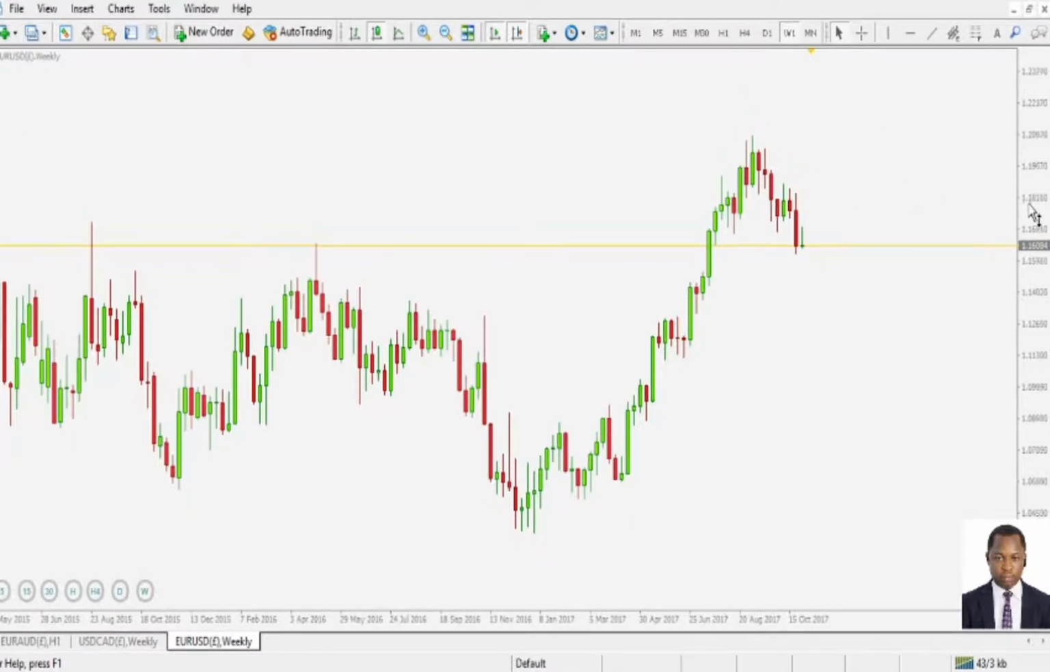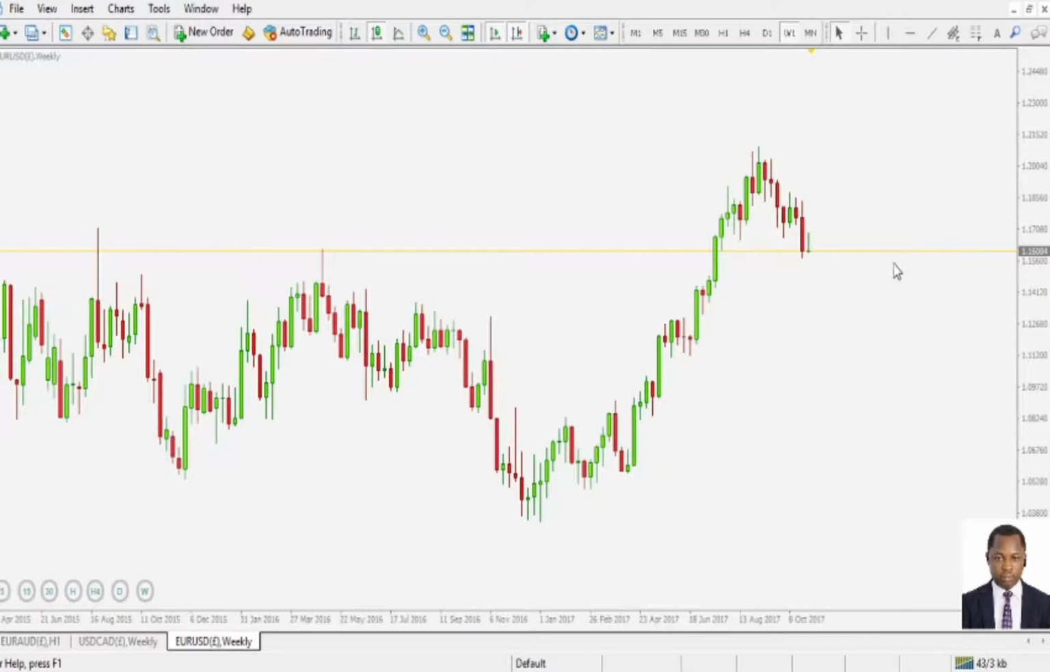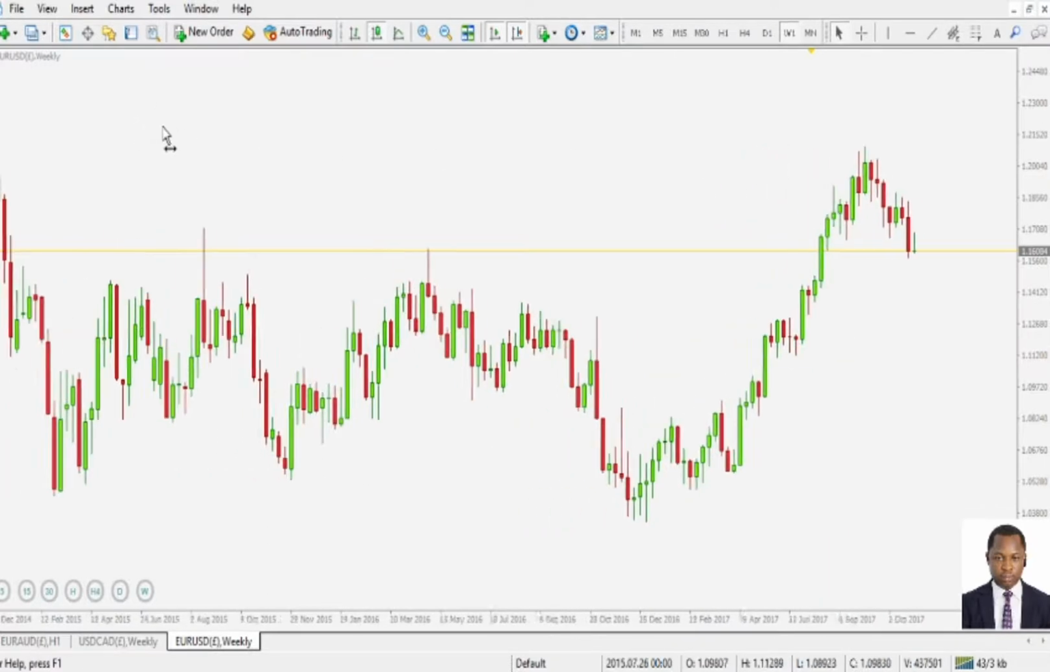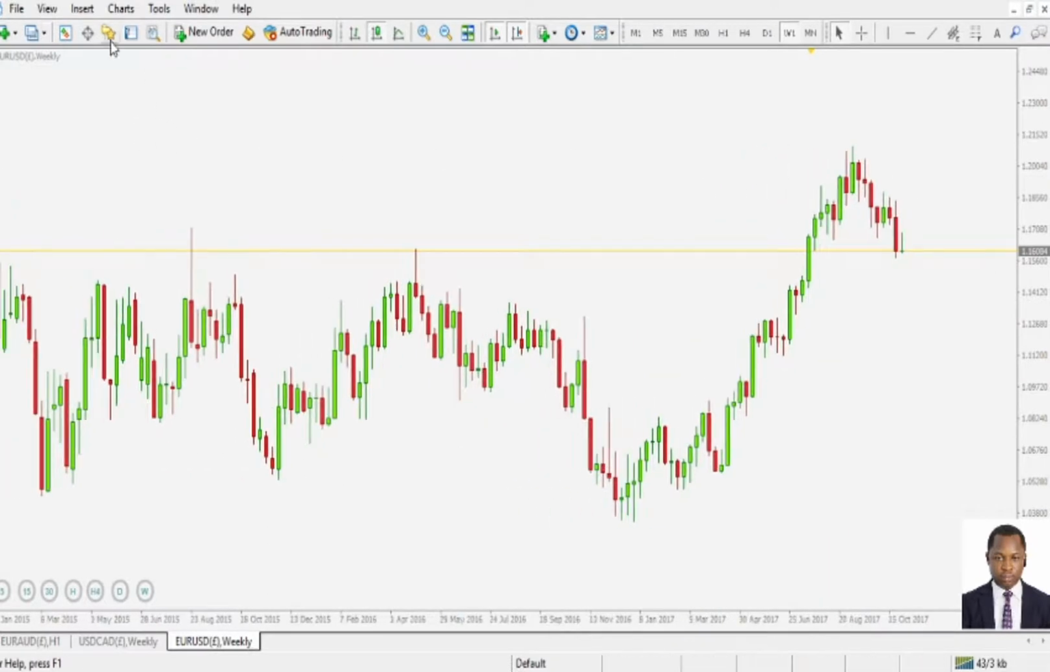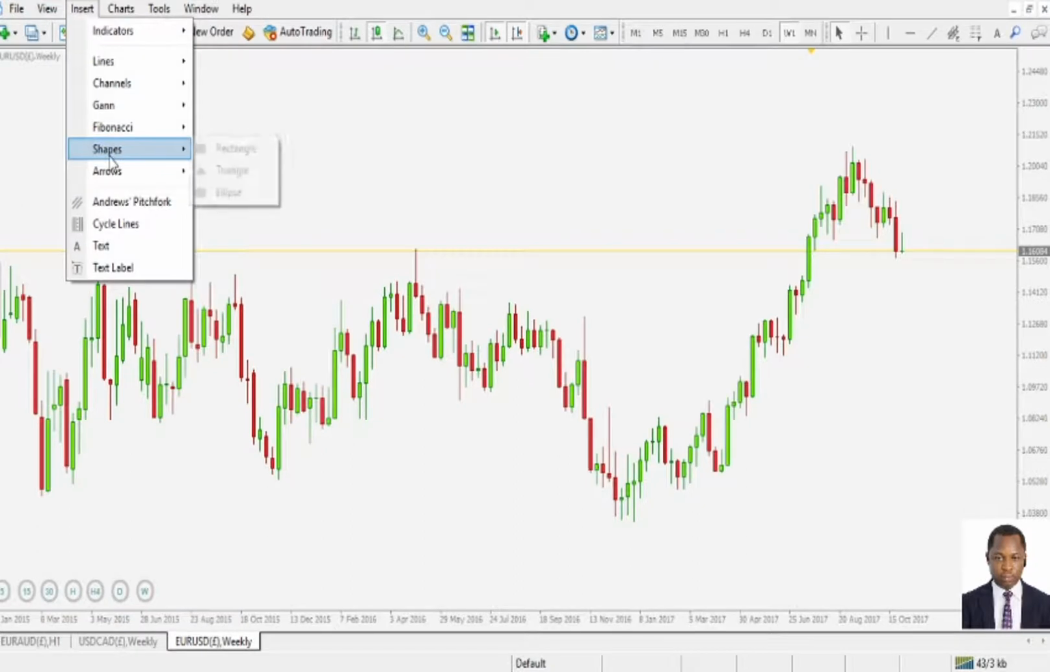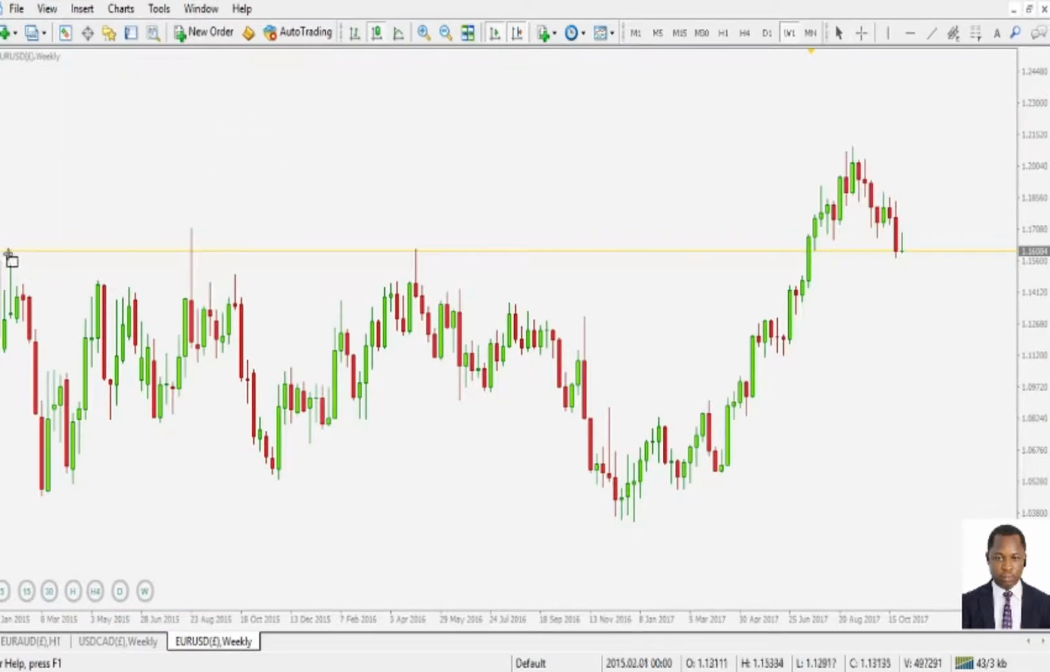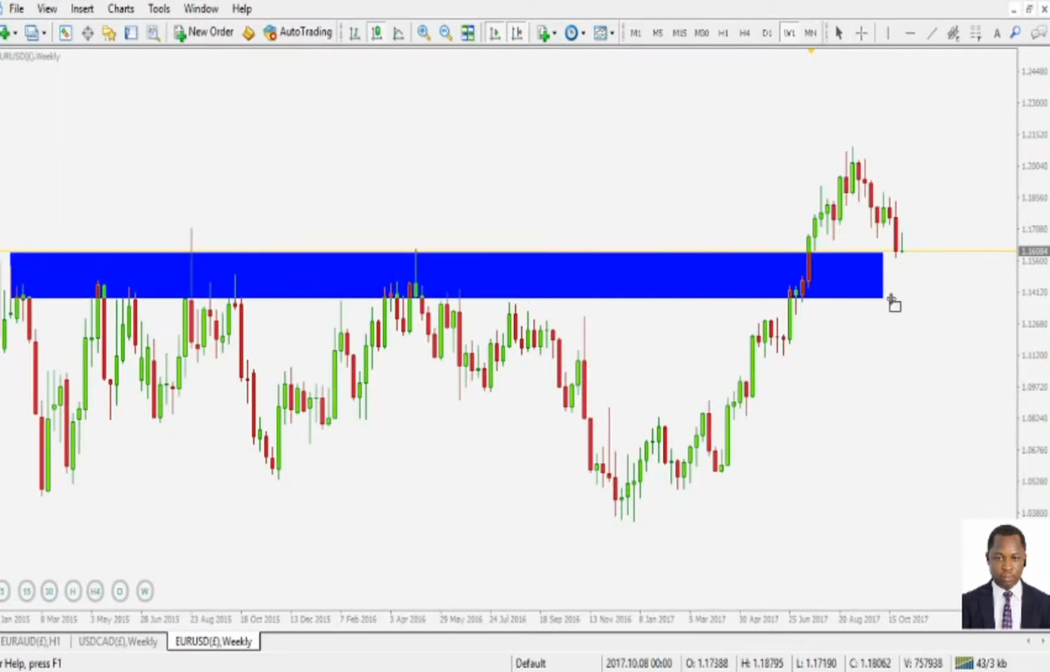But from the weekly time frame, if we want to draw levels that are quite significant in the weekly time frame, these are the possible levels that we will be keeping. This is an area, so let's just use our tool to mark that. Let's use our shape tool to mark all of that area.